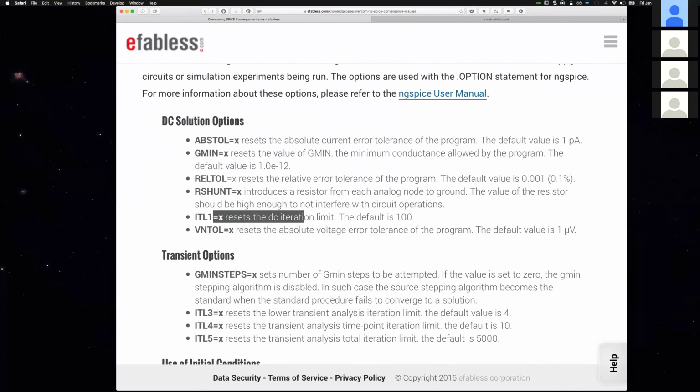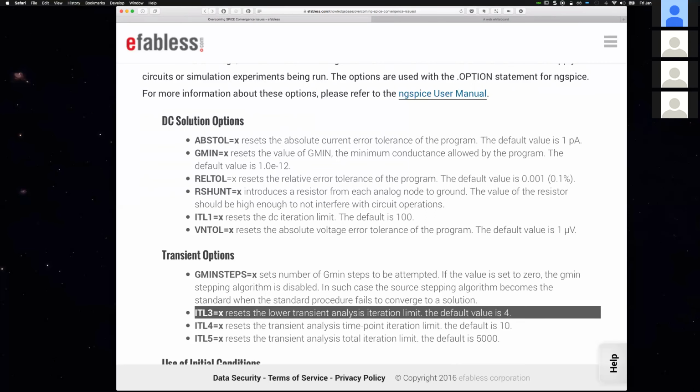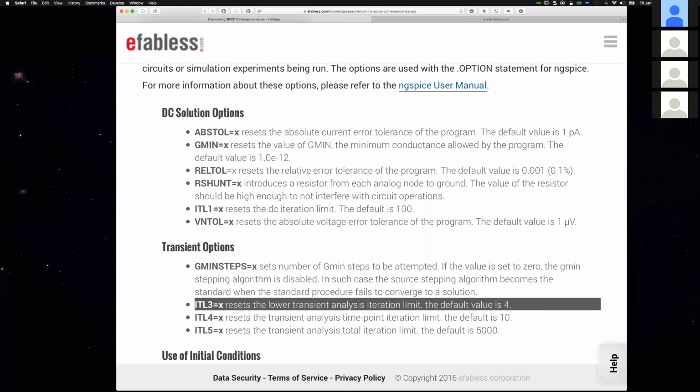And this parameter will exist in the manual for different analyses. So if I switch here to the transient analysis, this is the lower limit for the iterations, okay? And they have different values, so the ITL3 is not related to the DC operating point or DC solutions.